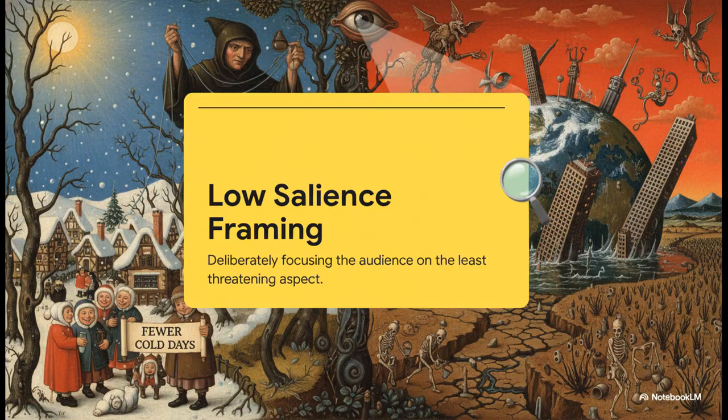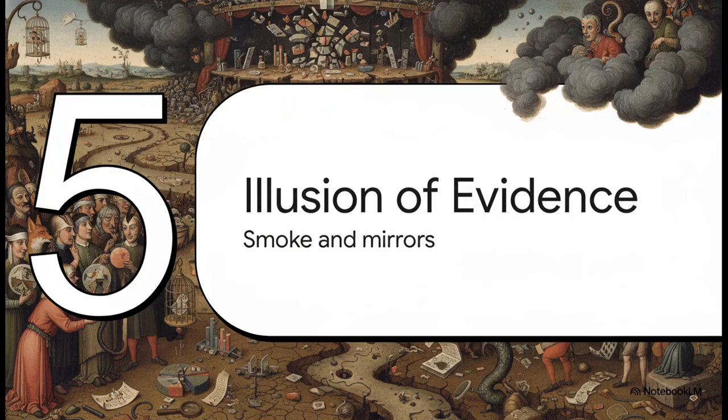Then there's another powerful tactic called low salience framing. This means deliberately focusing the audience on the absolute least threatening aspect of a massive problem. The source points out how the manipulative media focuses heavily on fewer cold days. And honestly, hearing fewer cold days tricks the brain into feeling cozy. But this framing entirely ignores the catastrophic disruption to global infrastructure, water supplies, and agriculture that a rapidly warming planet actually causes. Section 5. The illusion of evidence, smoke, and mirrors.